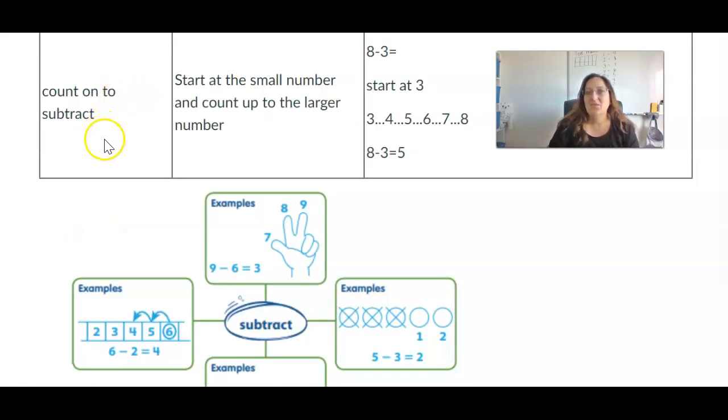Count on to subtract. Start at the small number and count up to the larger number. So we have 8 take away 3. We would start at the 3 and we would count up to 8. So we would say 3, 4, 5, 6, 7, 8. And how many do I have? You're right, it's 5. So 8 take away 3 equals 5.